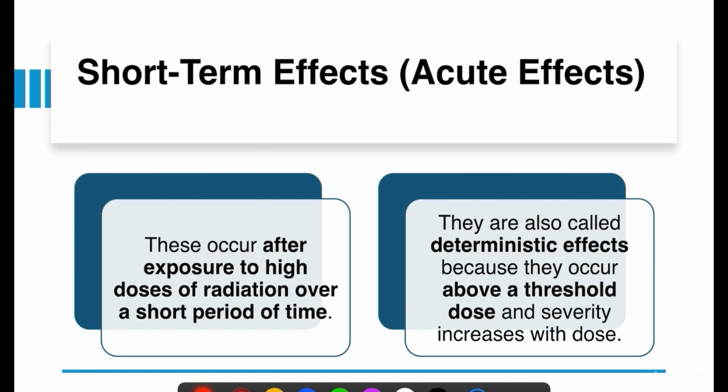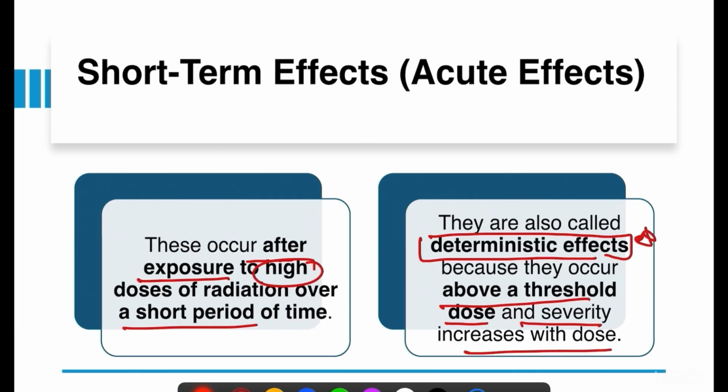The effects of radiation can be short-term or acute effects, or chronic effects. Short-term effects occur after exposure to a high dose of radiation over a short period of time, and they are also called deterministic effects. So there are two types of effects, deterministic and stochastic. Here the term is deterministic. Deterministic effects are those which occur above a threshold dose, and the severity increases with the dose.